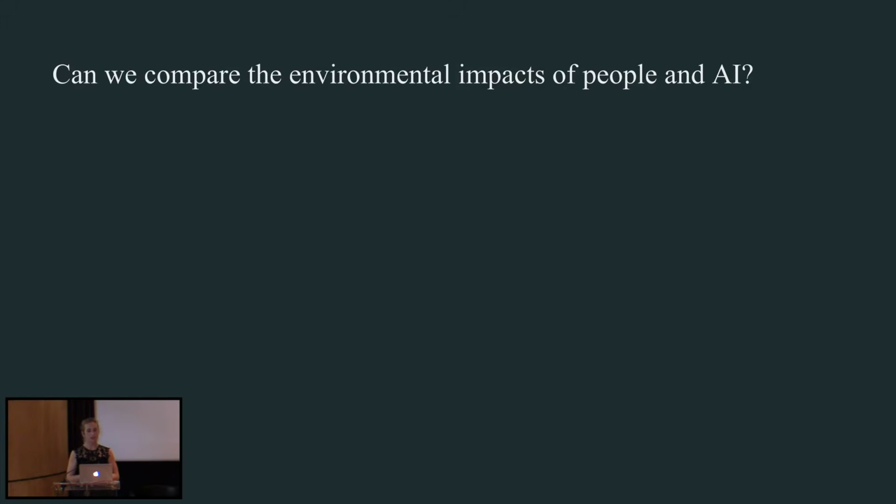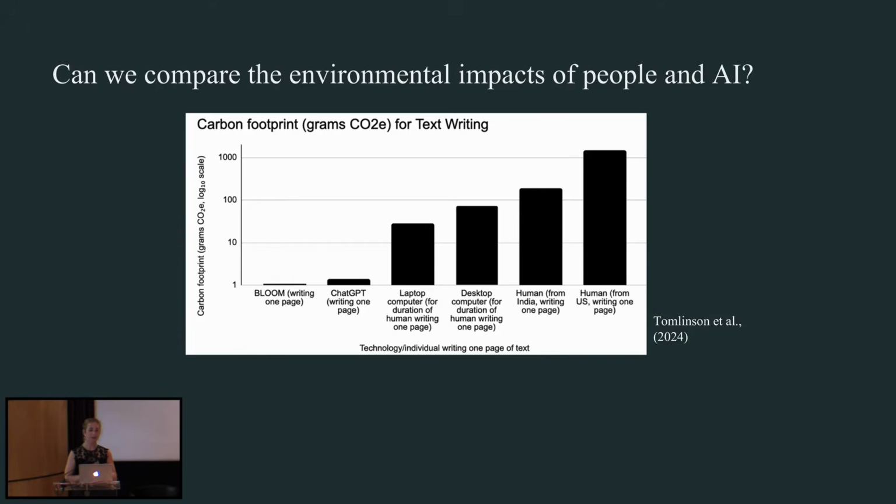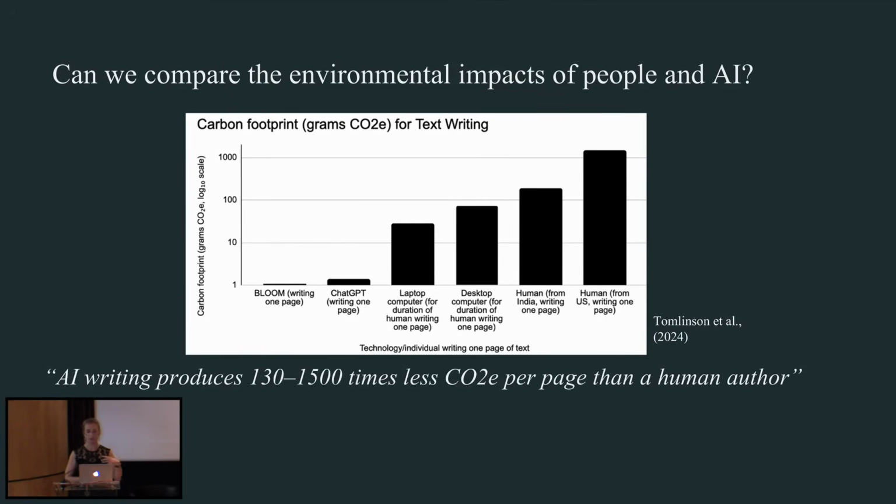And so there was this study that came out actually last year that compares human writers and human artists to AI models. And essentially, they took the average carbon footprint of human beings in India and the United States, and they compared it to the carbon footprint of hypothetically ChatGPT, but also Bloom, which is an open source model that I worked on. And essentially the conclusion was AI writing produces 130 to 1,500 times less CO2 per page than a human author. And a similar conclusion was made for image generation and human graphic designers.